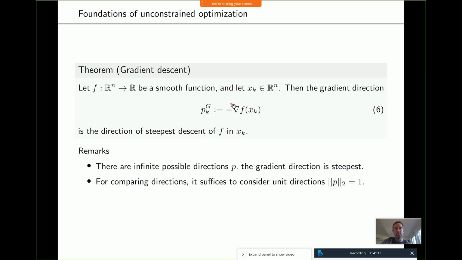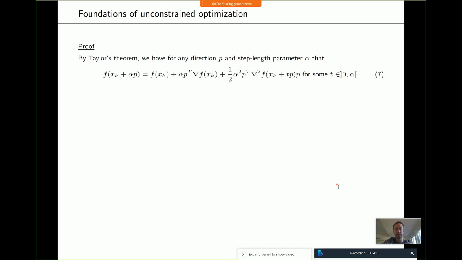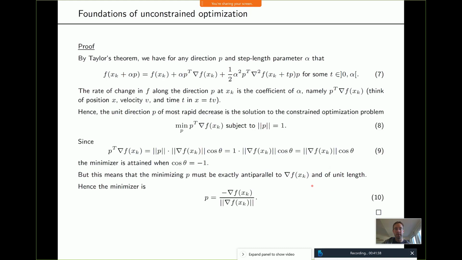Of course, in this form, it's not normalized, so this is just the gradient, which is not necessarily of unit length. But because you scaled it by alpha, you can either make it shorter than 1, equal to 1, or larger than 1. Only for comparing different directions, it's more useful to normalize this. So this is why in this proof we end up with the minimizing direction being normalized.